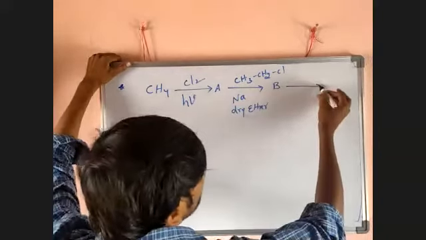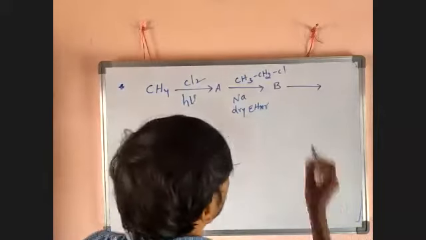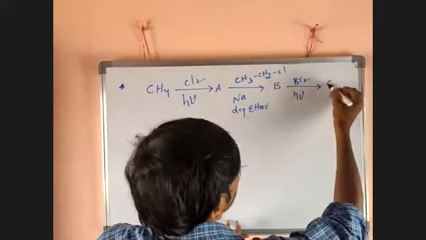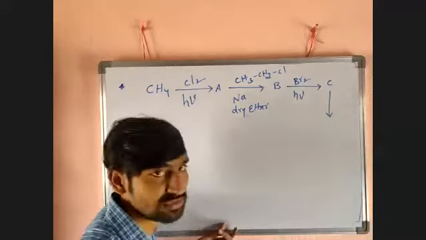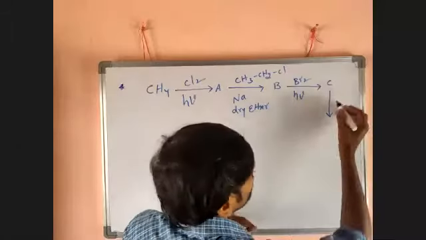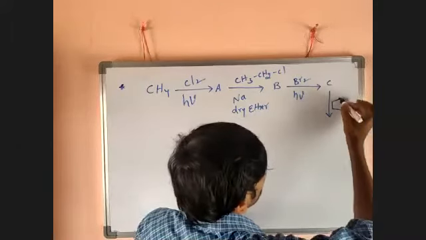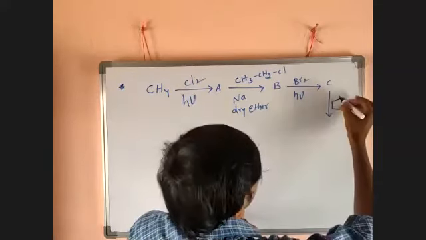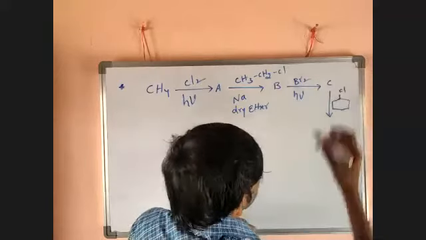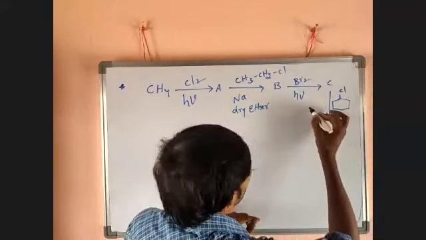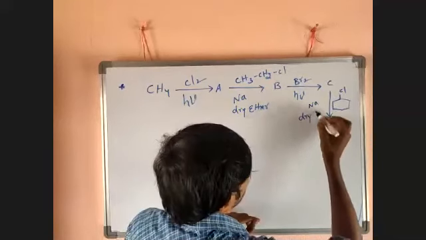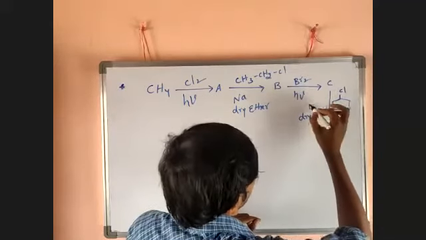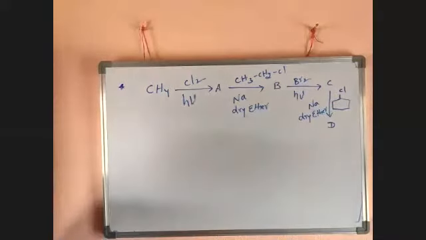Then look here, on reaction with Br2 in presence of sunlight, we will get C. Then if it reacts with Cl with sodium in presence of dry ether, you will get D. Now what's happened, look here.